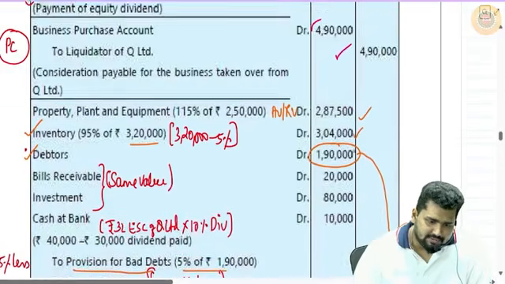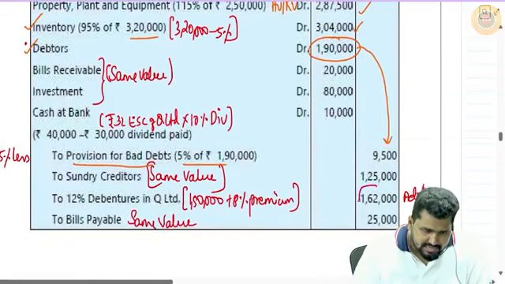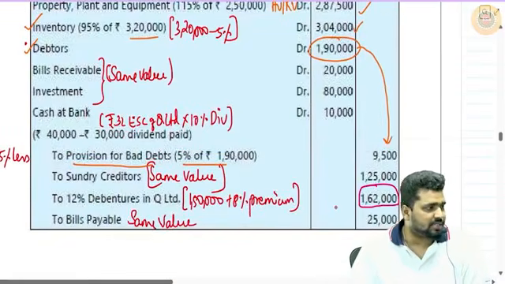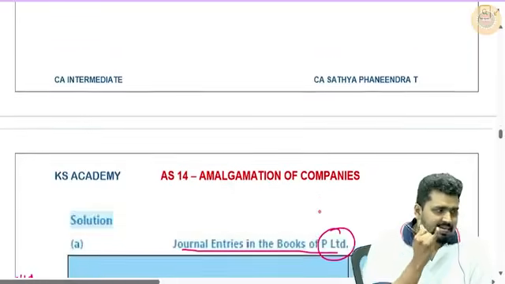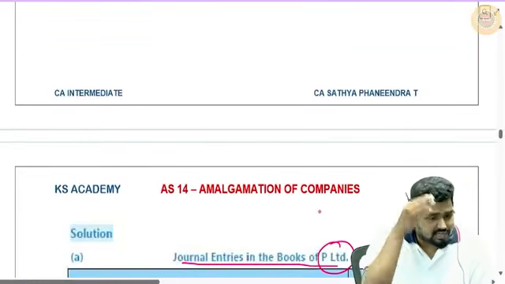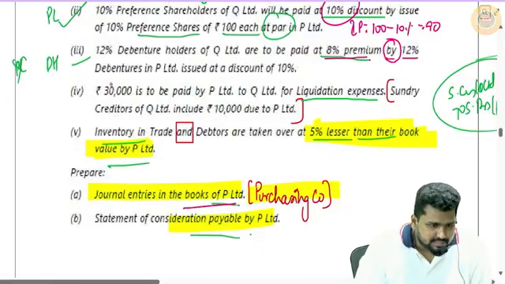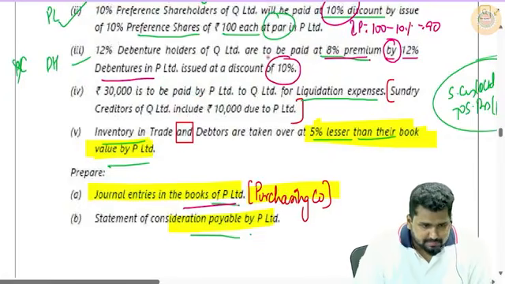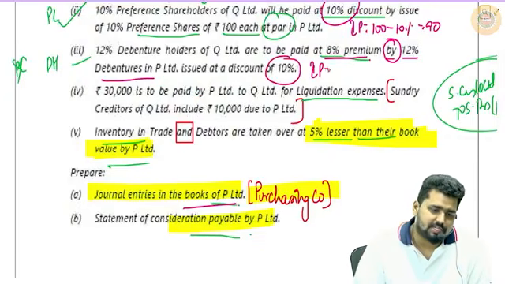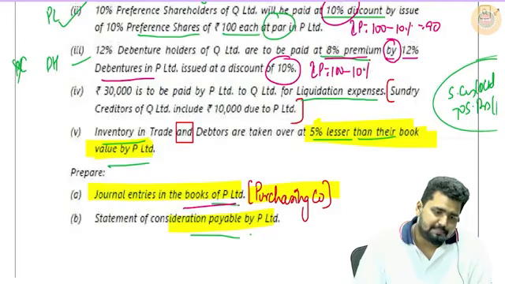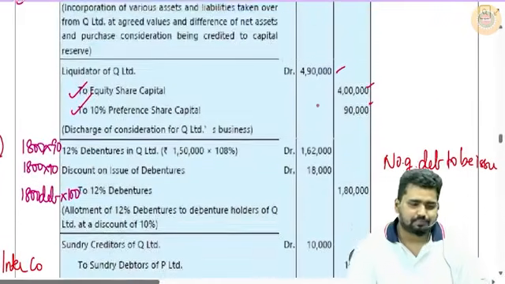Actually, we have to settle 1,62,000 for the debenture holders. How are we settling? Cash, or any other securities, or debentures itself we are giving. They are telling, I am settling by 12% debentures, but I am issuing at a discount of 10%. So the issue price is not 100. The issue price is 90.